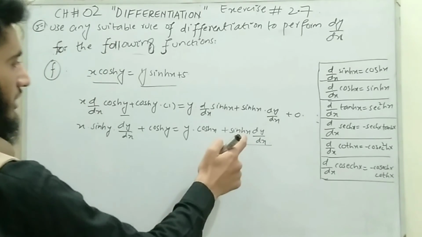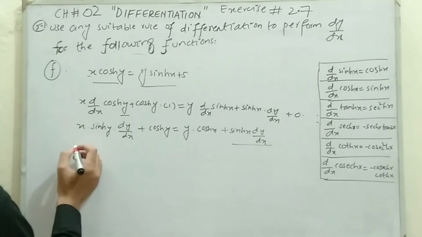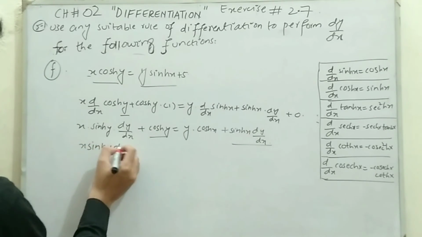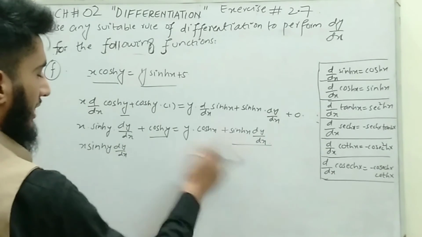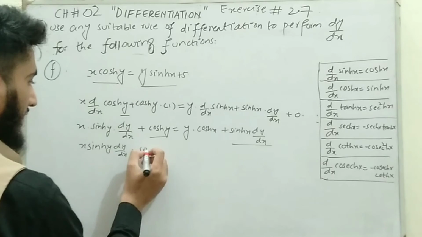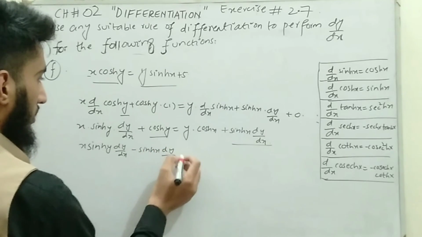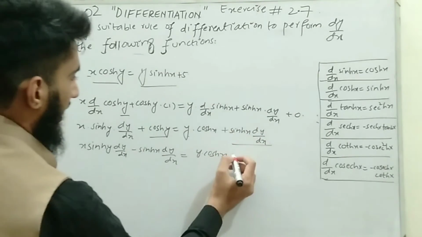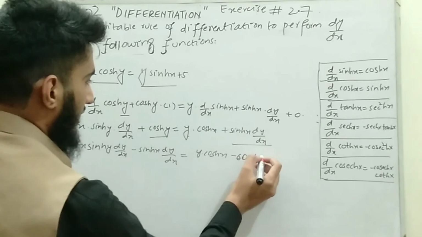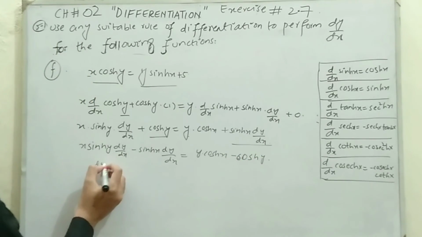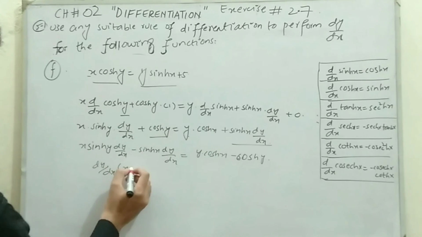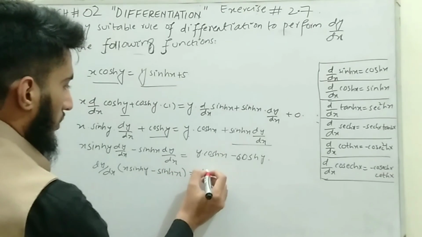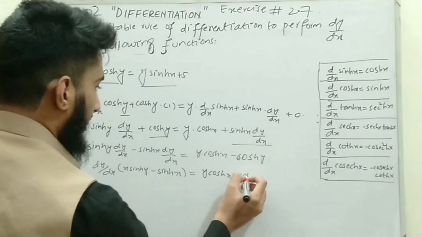Now shift sinh x dy by dx to the left hand side, and shift this cosh y to the right hand side. So over here it becomes x sinh y dy by dx. Shifting sinh x dy by dx to the left hand side, it becomes minus sinh x dy by dx, equal to y cosh x, and shifting cosh y to the right hand side, it becomes minus cosh y. After this, take out the derivative dy by dx common. We are left with x sinh y minus sinh x, equal to y cosh x minus cosh y.